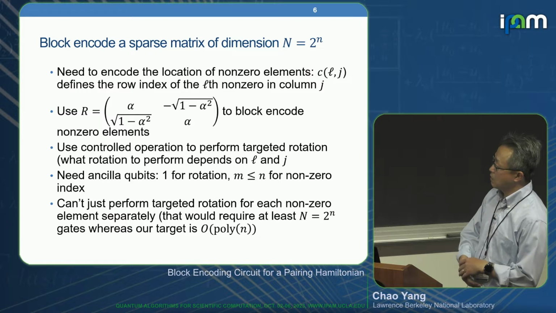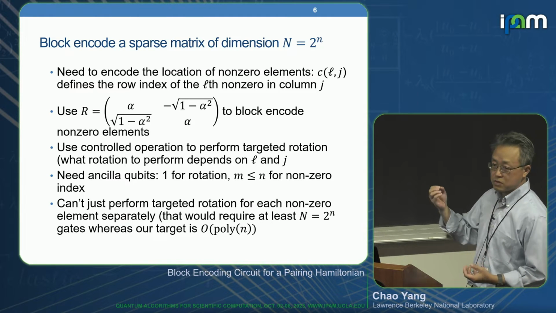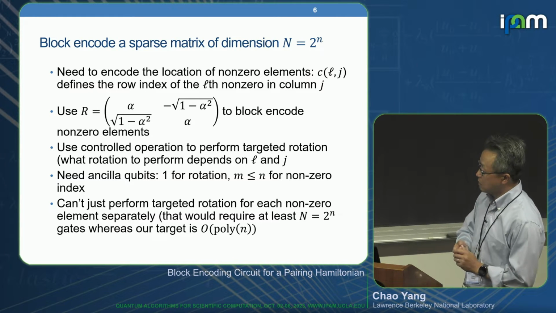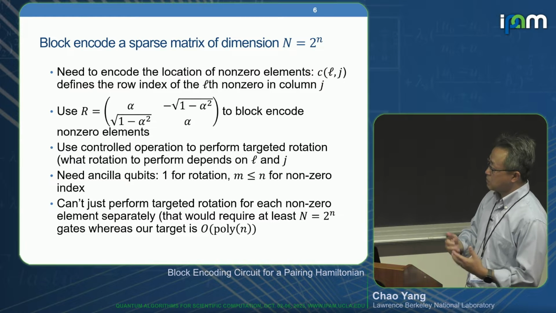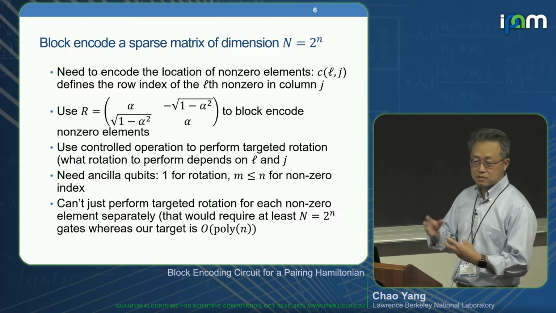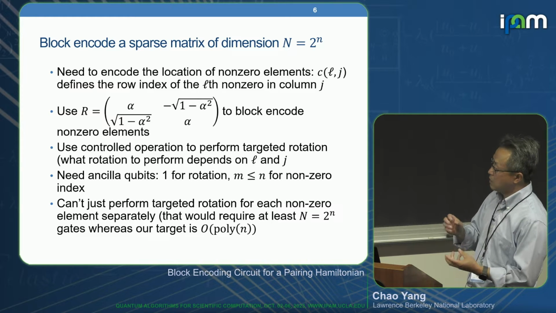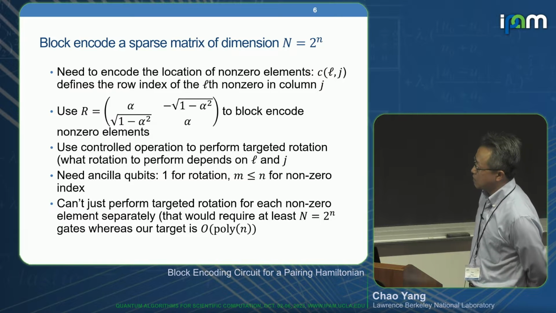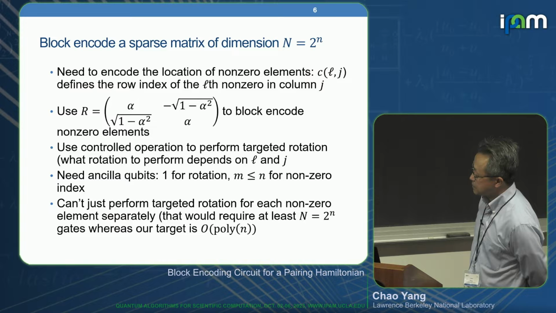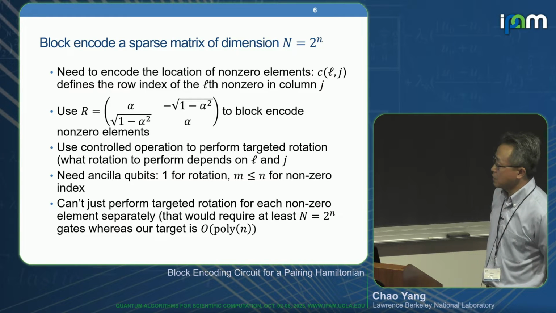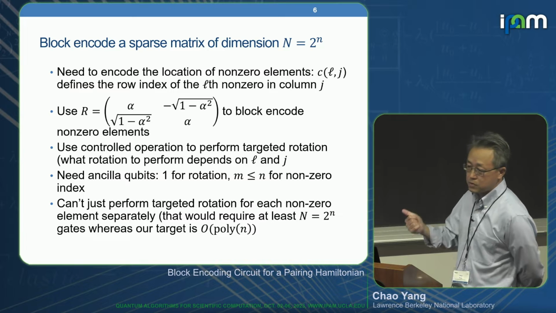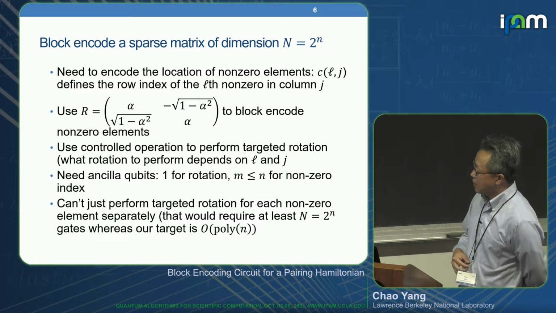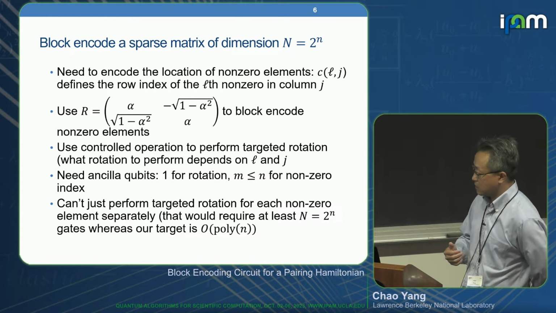And then we use a rotation. You take the matrix element and construct a rotation matrix, and that's how you encode the numerical value of the sparse matrix. This rotation is performed under certain controls because the matrix is sparse, so you have to control based on the sparsity structure. The rotation performed depends on l and j. Because of the control, you need ancilla qubits. You need at least one for the rotation, and m, which is usually much less than lowercase n, for the non-zero index.